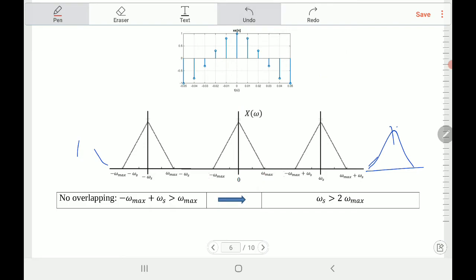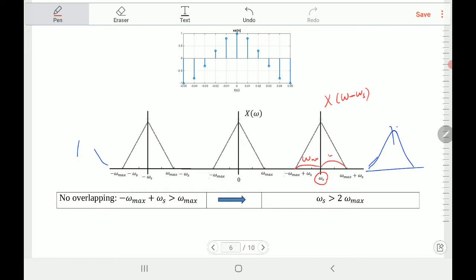All right. What's the second thing? Well, you remember we said that the center, this is X of omega minus omega s. So the center is at omega s. And we know that the bandwidth, that's omega max, and that's omega max.